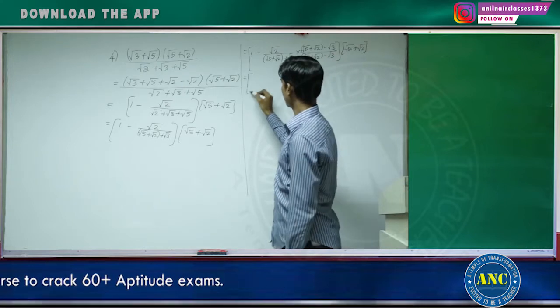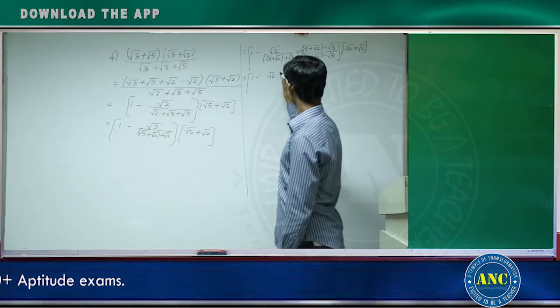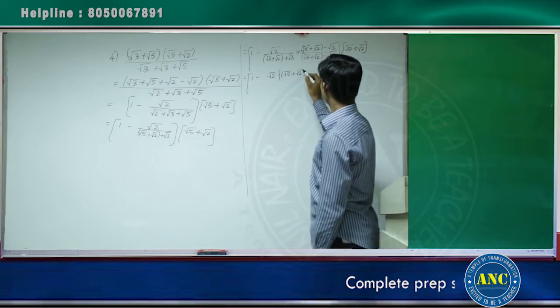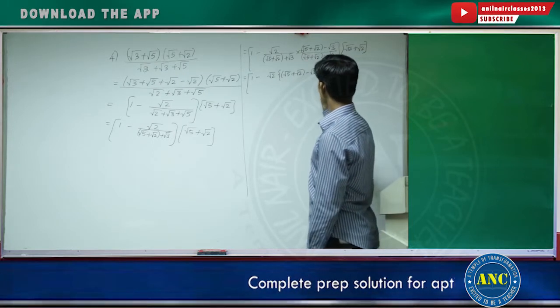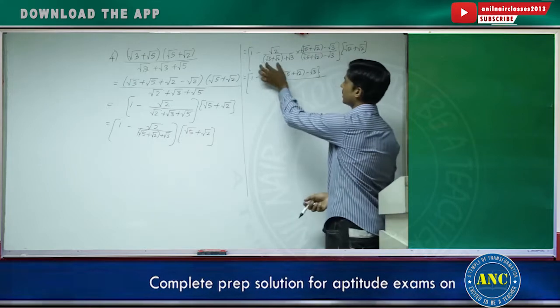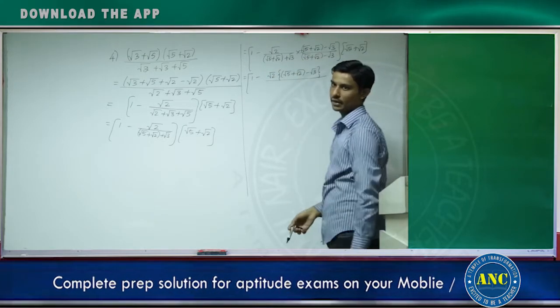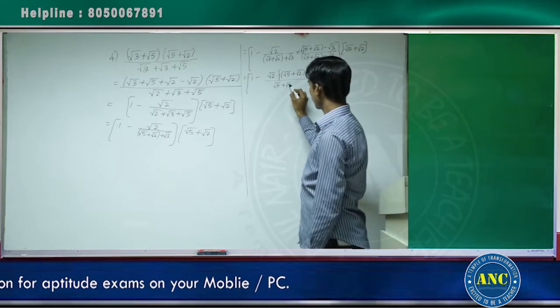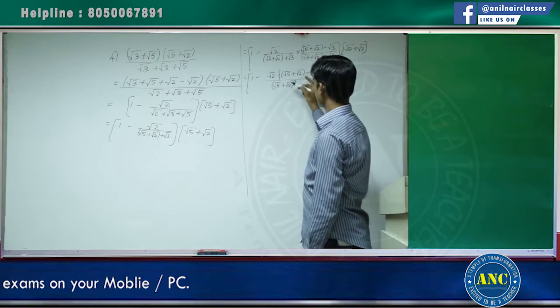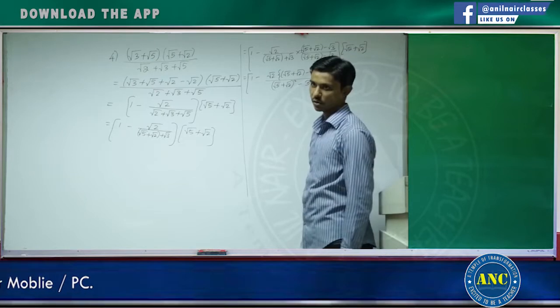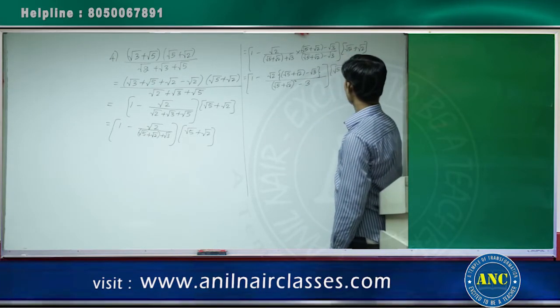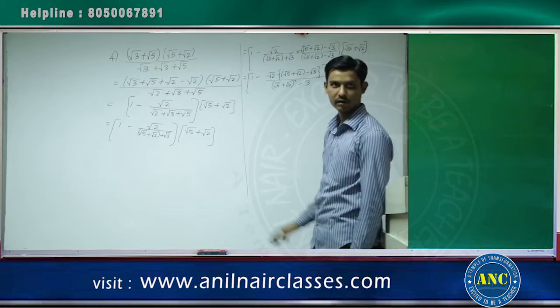Then it is simplifying. 1 minus root 2 into root 5 plus root 2 minus root 3, whole thing divided by, this is nothing but a plus b into a minus b. Apply a square minus b square. a is nothing but root 5 plus root 2, whole square, minus b square, which is nothing but root 3 whole square, 3. This entire thing is multiplied by the same term root 5 plus root 2. Right? Till here everyone clear?